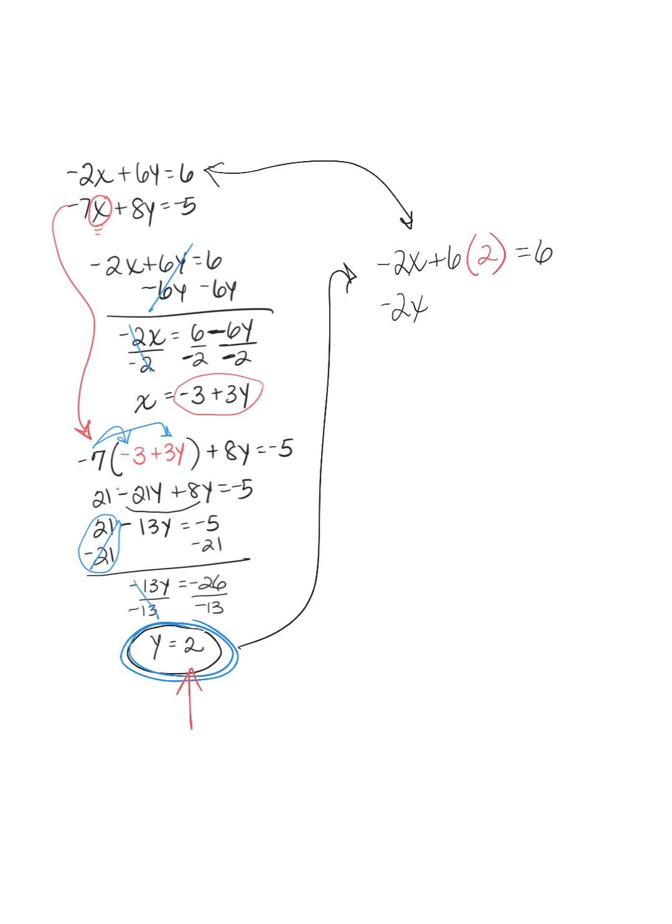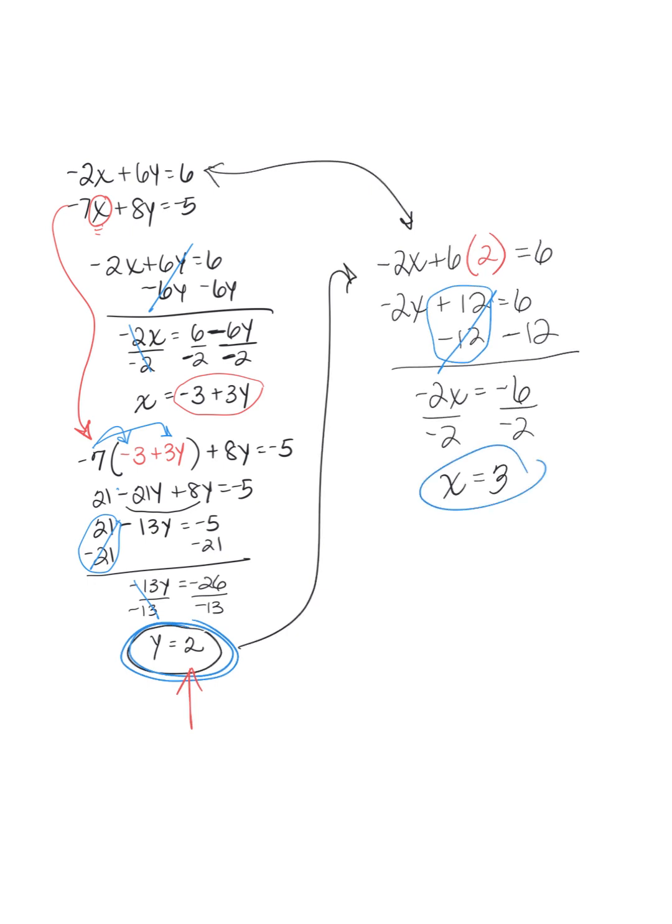So let's keep going. 6 times 2 is 12. Trying to get x by itself, so I'm going to subtract 12 from both sides. This combines to make 0, which leaves me with -2x. Again, 6 minus 12, these are numbers. There's no variables here, so I'm allowed to subtract that. 6 minus 12 is -6. Finally, divide by the coefficient, which leaves us with x is positive 3. We have a solution. Our solution is 3, 2. Yep, that's a 2. There.